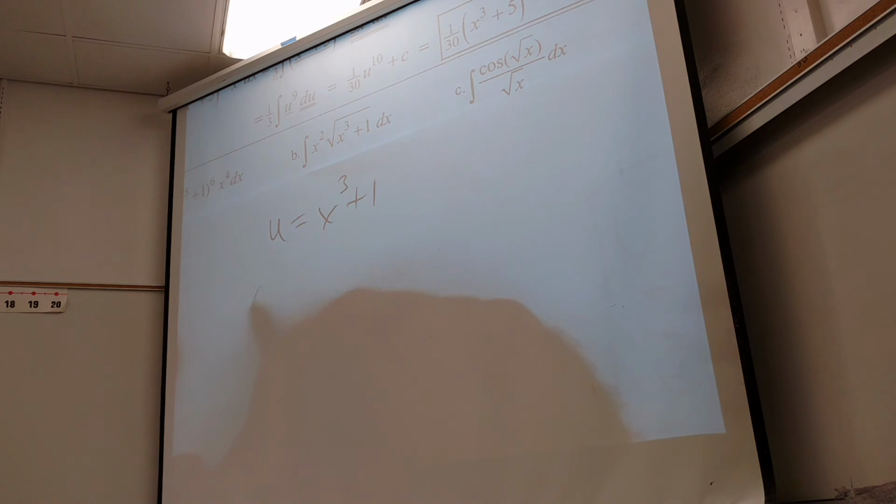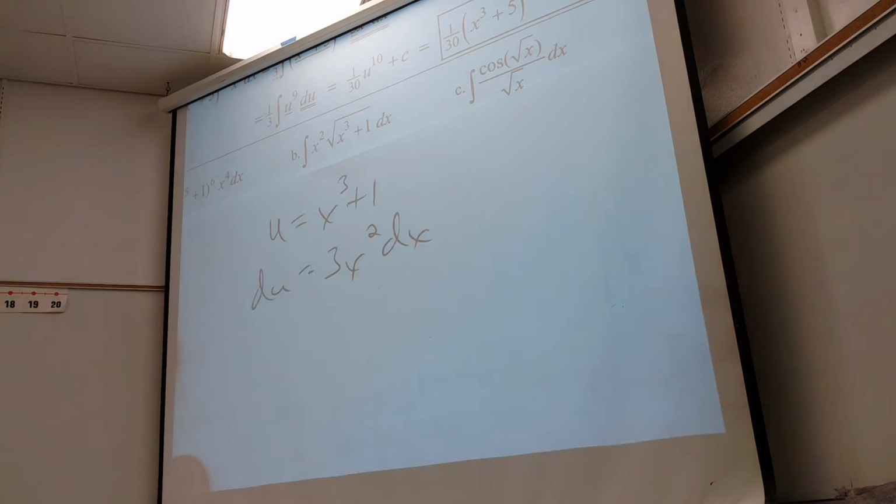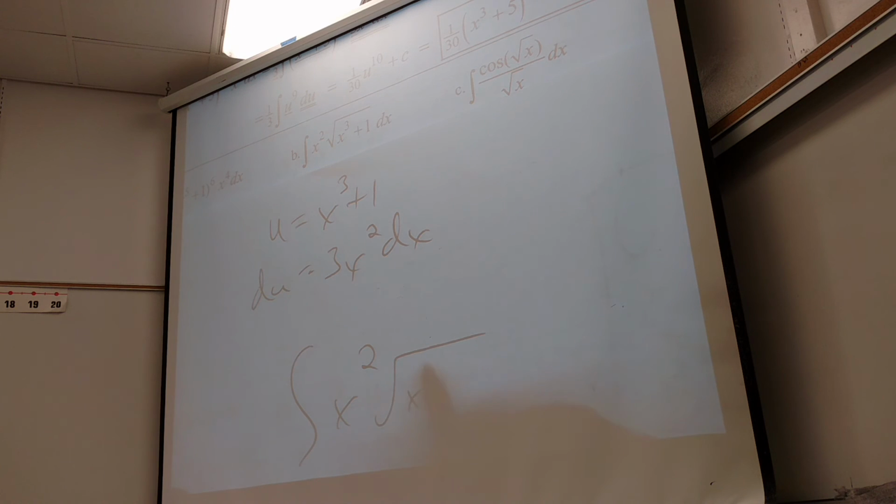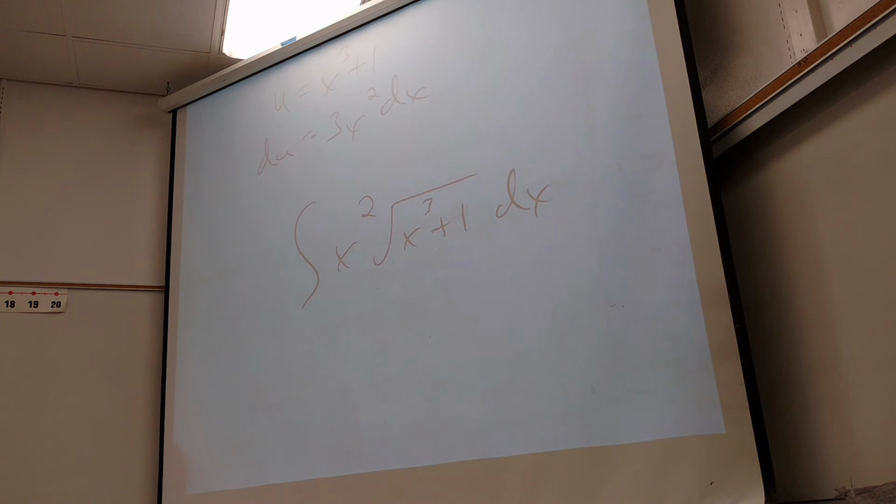So if u is x cubed plus 1, du is 3x squared dx. Do I have 3x squared dx? No. So let me see what you think about this. Does this help? You need a 3, right? So I'm going to multiply my integral by 1 using 3's. I'm going to multiply by 3 over 3.